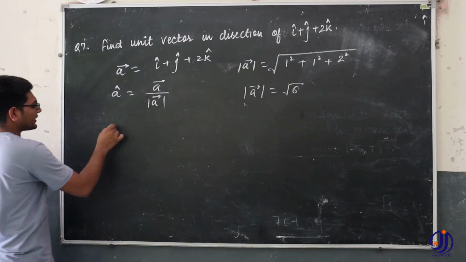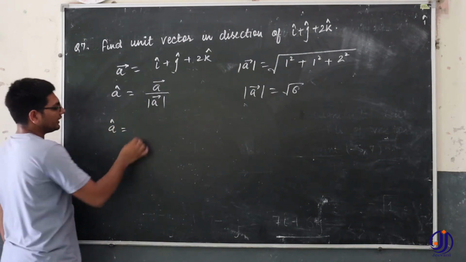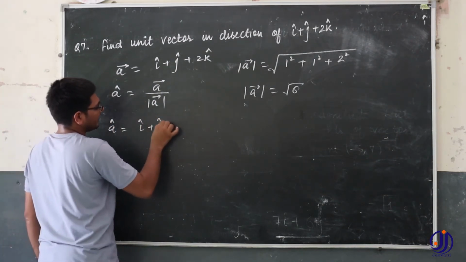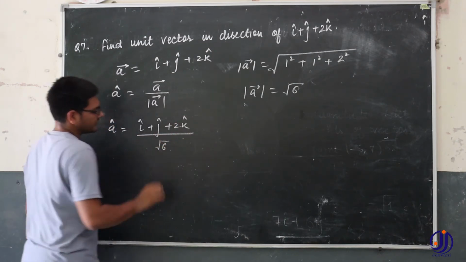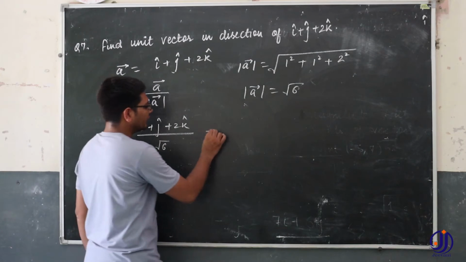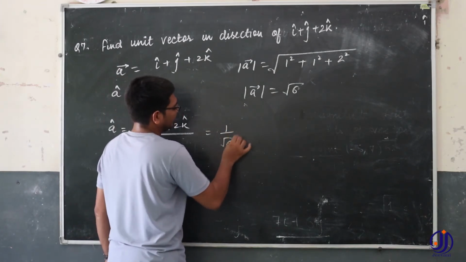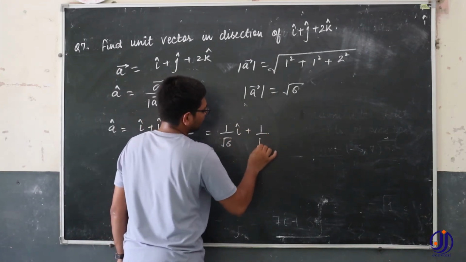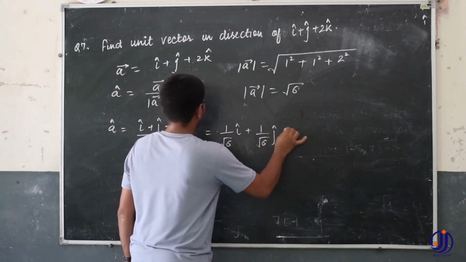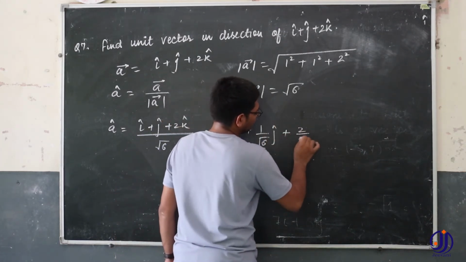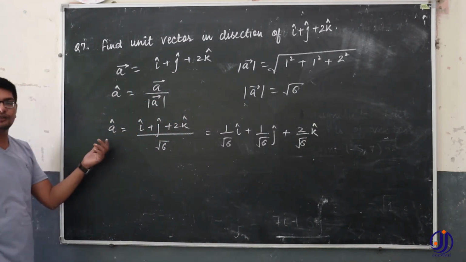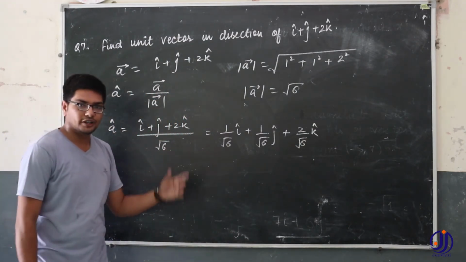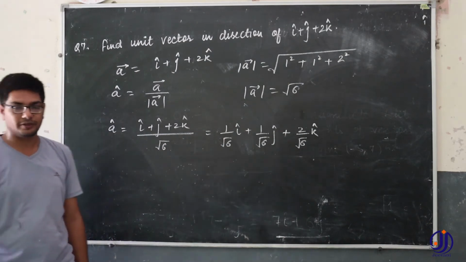Now let us calculate A cap. The vector i cap plus j cap plus 2k cap is divided by root 6. Now how will we write it? As 1 by root 6 i cap plus 1 by root 6 j cap plus 2 by root 6 k cap. This is how the unit vector of A is calculated. Now let us move to the next question.